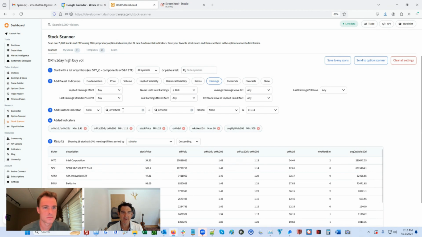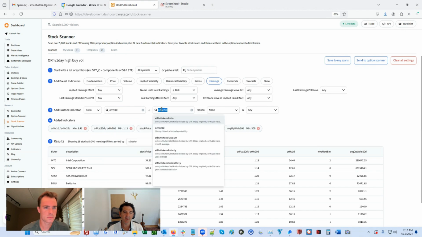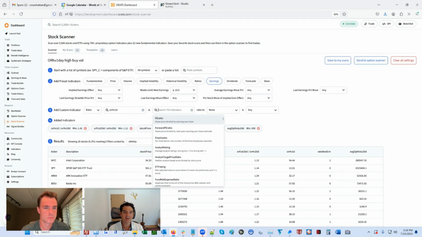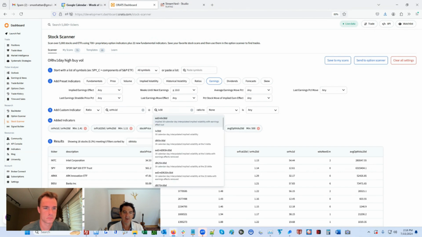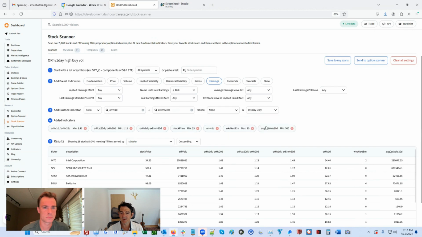So let's add that. Let's add the ratio of the 1 day, ORHV1, divided by the ORIV, or I guess it's IV 30 day earnings. And let's just take a look at what those look like.